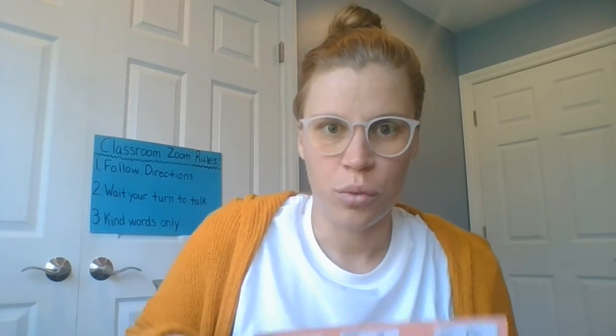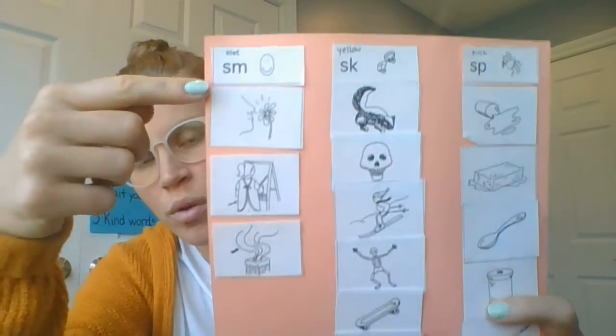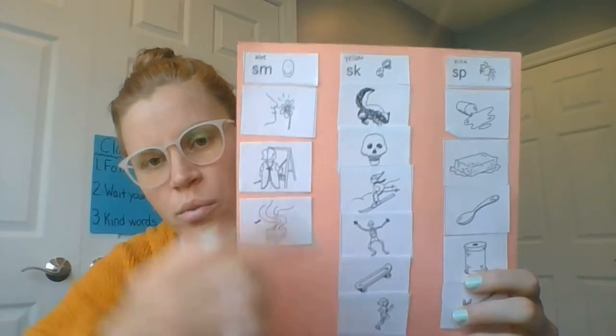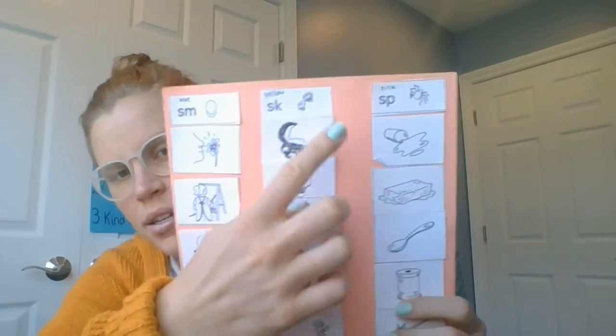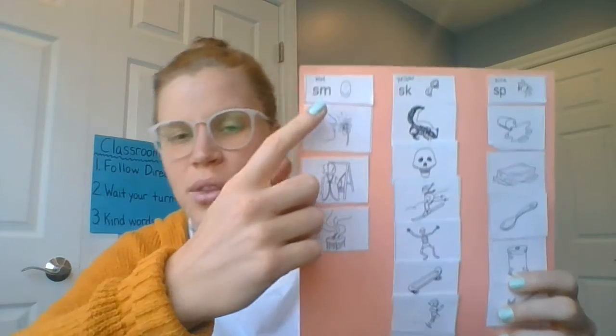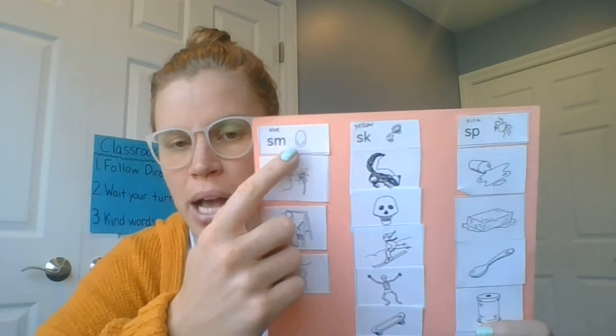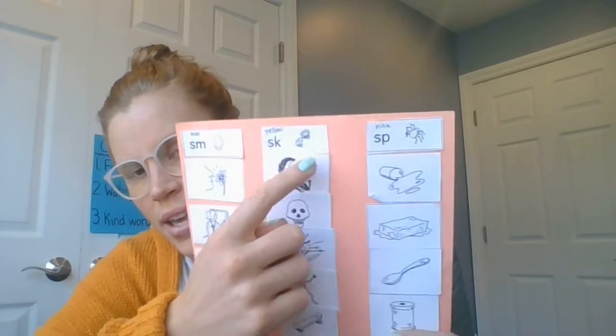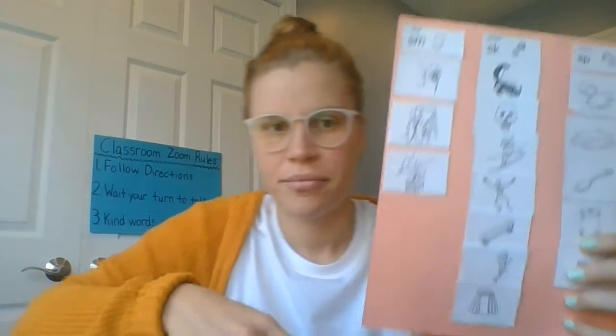Hello everyone, welcome back to Word Instruction with Mrs. Coulter. We have been working on beginning sounds in words, such as when we worked on our very first word sort with sm, sk, and sp. Those are at the beginning of words like smile, skate, and spider.